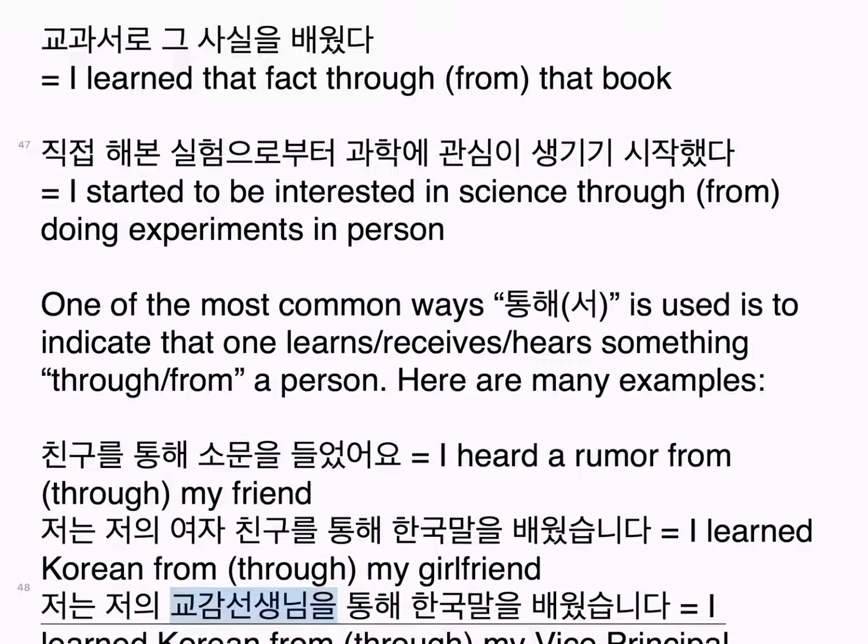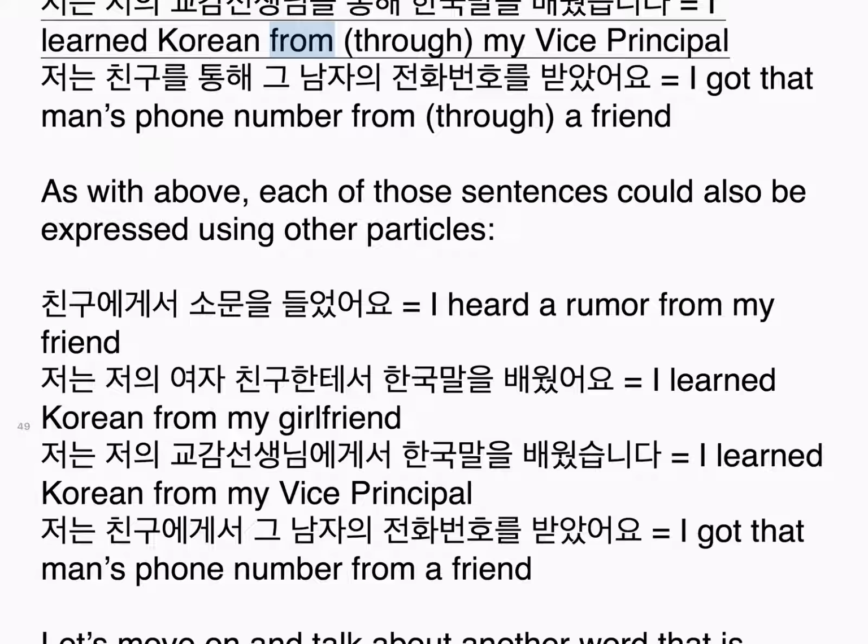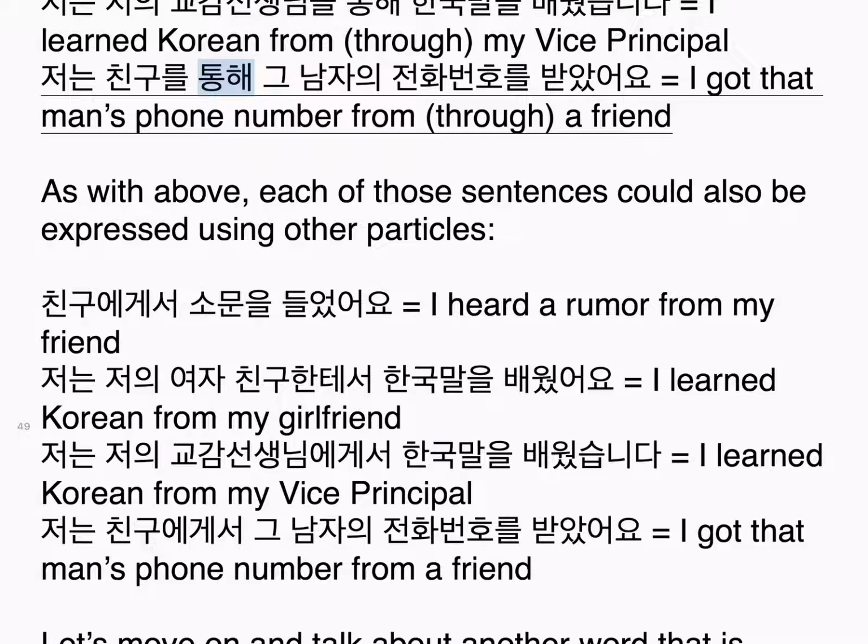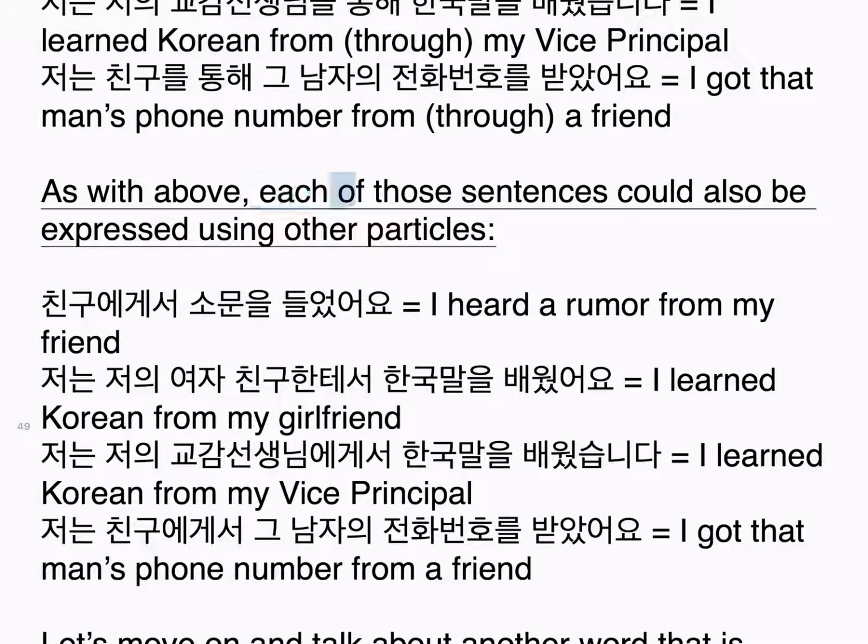저는 저의 교감 선생님을 통해 한국말을 배웠습니다. I learned Korean from, through, my vice principal. 저는 친구를 통해 그 남자의 전화번호를 받았어요. I got that man's phone number from, through, a friend. As with above, each of those sentences could also be expressed using other particles.